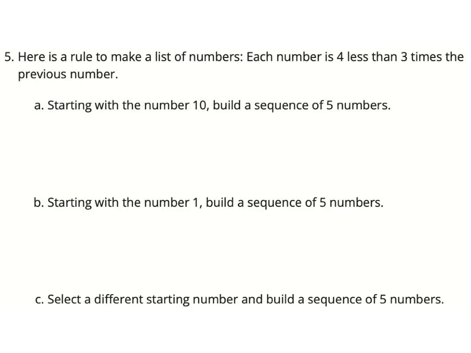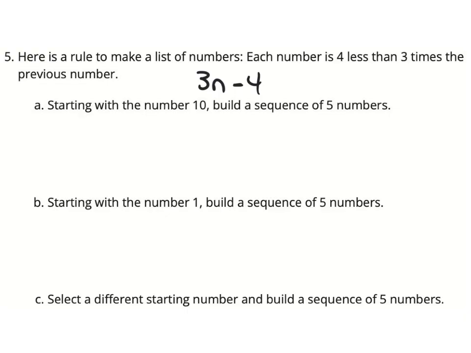Okay, so practice problem number 5. Here's a rule to make a list of numbers. Each number is 4 less than 3 times the previous number. So we're going to do 3 times the previous number. I'm going to use n for number. You can use whatever variable you want, and then minus 4. Remember, less than means minus 4 after the variable.